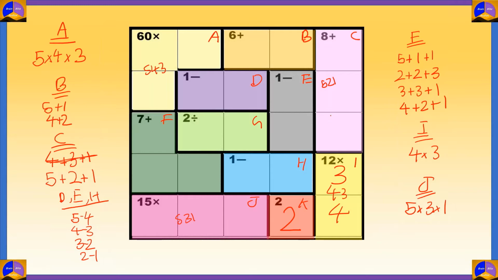Now, let's look at cage F. Let's try the options and check. Let's try 2 plus 2 plus 3. 2 over here, 2 over here, and 3 over here. But in this case, you can notice that 3 has repeated in the same row. But you can't repeat a number in the same row or column. So, this option is incorrect.